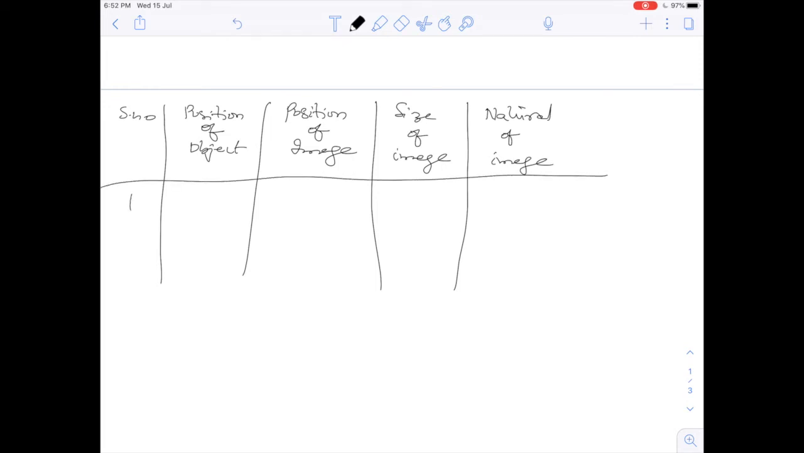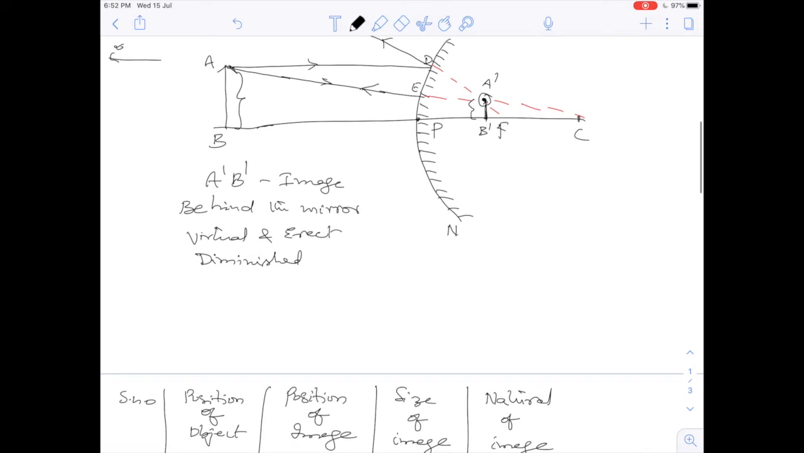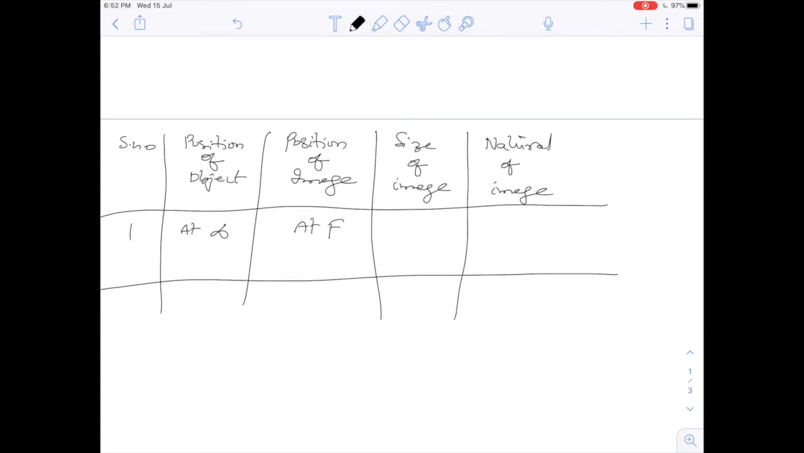How many different cases do we have? We have two different cases. Number one, position of the object: the first one is at infinity, which we have discussed. Position of the image: we got the image at focus, that is at F. Size of the image: it is point sized, highly diminished. Nature of the image: with a convex mirror, it is always virtual and erect, because the image forms only behind the mirror.